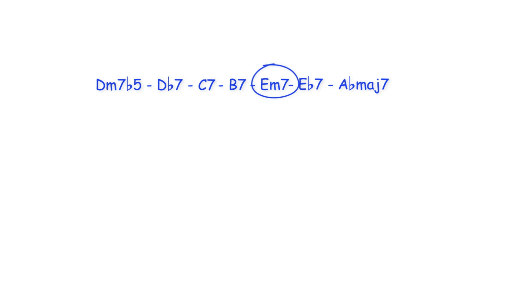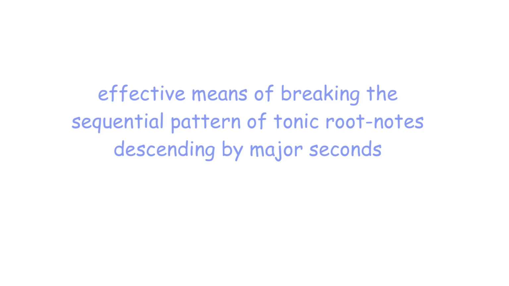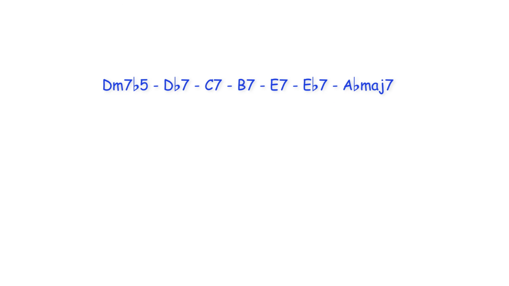The tonic E minor 7th chord is then similarly changed, becoming the tritone substitution for the supertonic B flat minor 7th chord, the supertonic of A flat major. Using tritone substitutions in this way is an effective means of breaking the sequential pattern of tonic root notes descending by major seconds. In this example, each tonic is a minor 6th or augmented 5th lower than the previous.